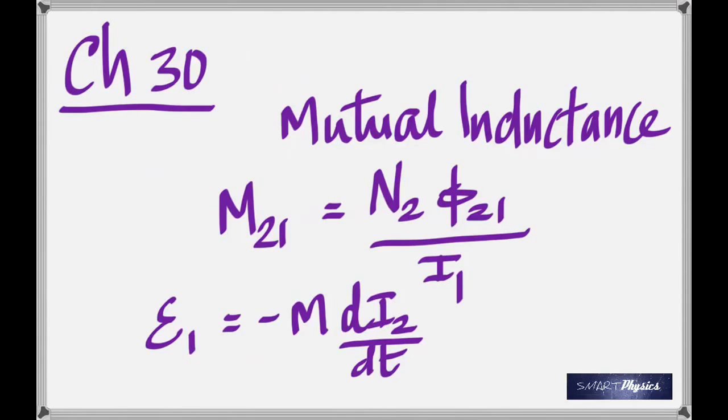rather the induced EMF can be given as negative of this mutual inductance. So that's the same M here times di2 by dt. So the rate of change of current determines the induced EMF, which means if the current is not changing, the induced EMF is 0.